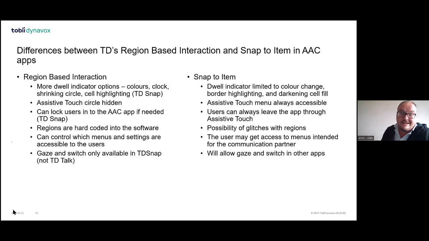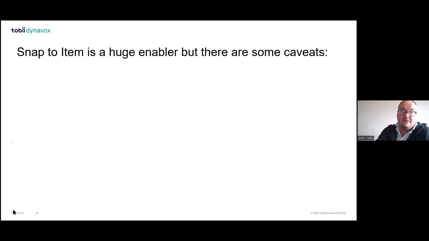A sort of win for Snap to Item is that Gaze and Switch is only available in TD Snap and not TD Talk. But with Snap to Item, you are able to use Gaze and Switch as your selection instead of Dwell across all your apps. So in summary, with regard to Snap to Item, it really is a huge enabler.